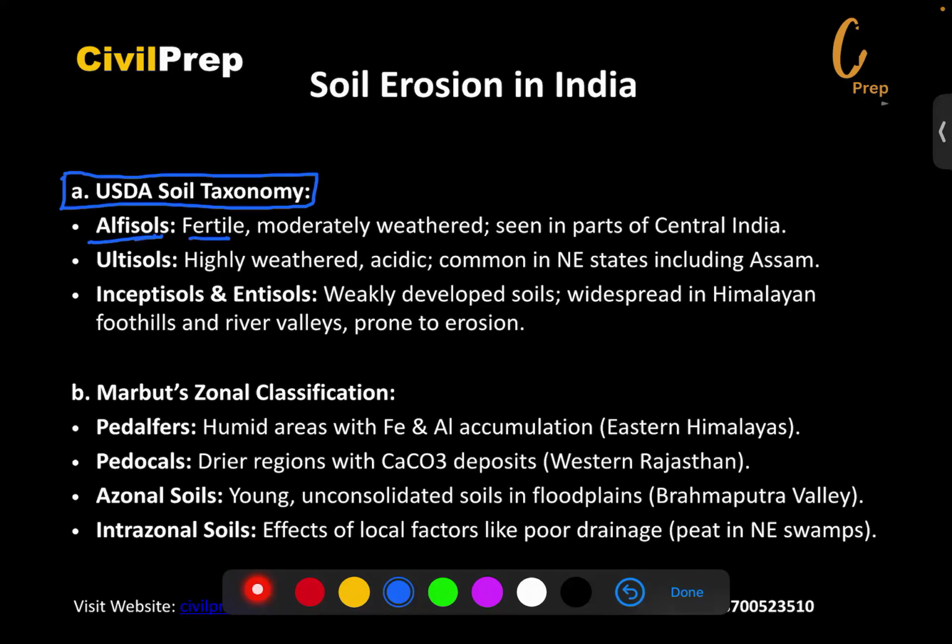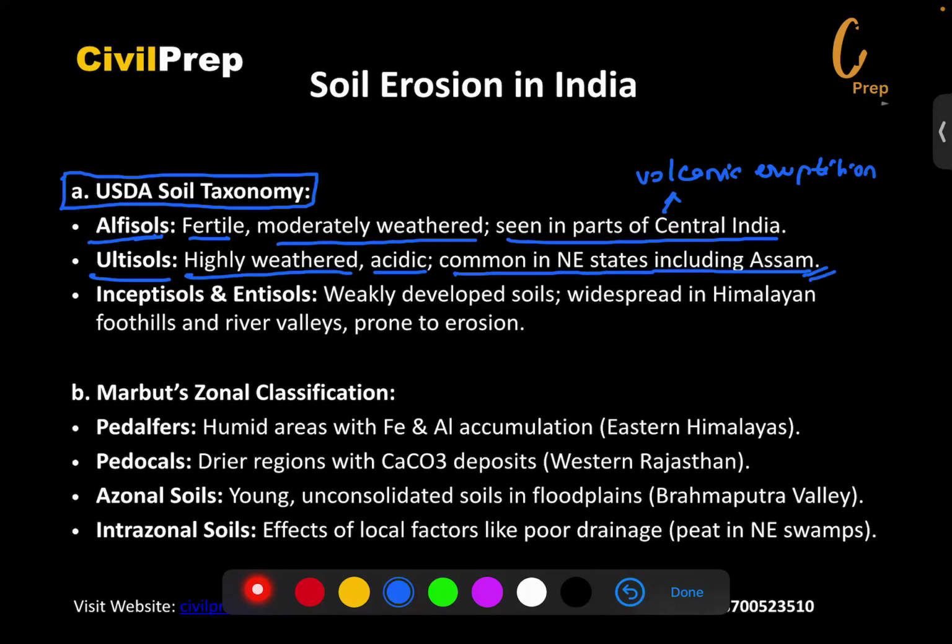So alfisols are fertile, moderately weathered, seen in certain parts of central India. Okay, these soils are formed because of volcanic eruption. Then ultisols, we can see that they are quite highly weathered. The ultimate soil or the last stage of soil, which has taken a very large duration of time to form. It is highly weathered, acidic in nature, common in the northeastern states, including the region of Assam.